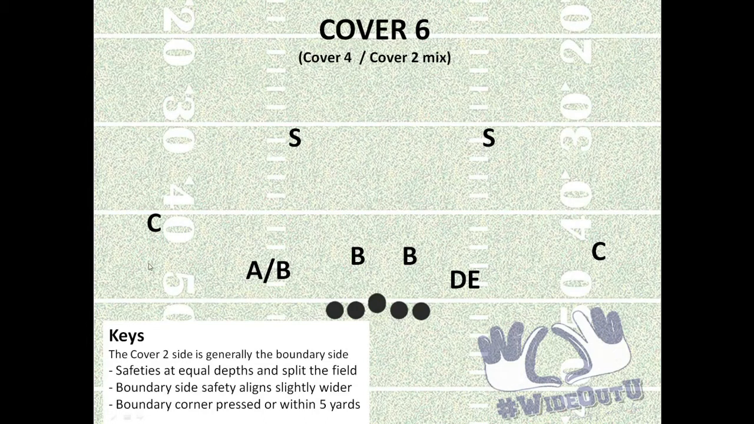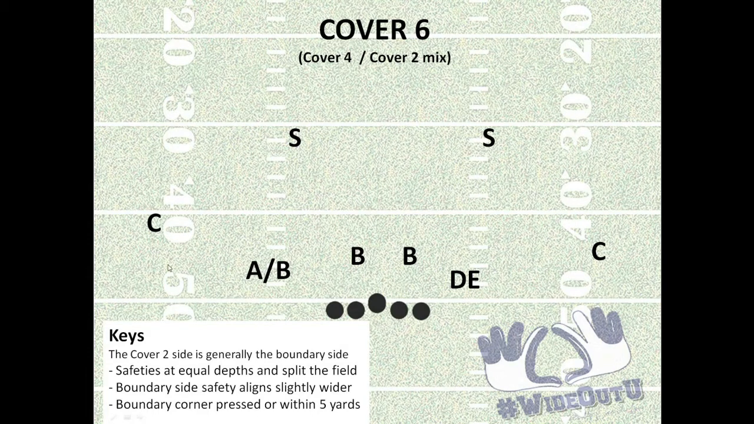Now that can mix. They can press and press bail, and we'll try to find some of that on video for you to see. But typically, if you've got a cover 6 team, you're going to see a lot of it on video. You should know going into the game that it's a cover 6 team, and they like to do that to the boundary.